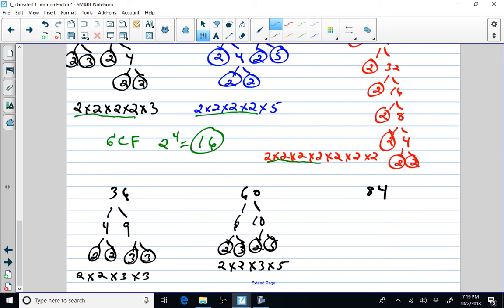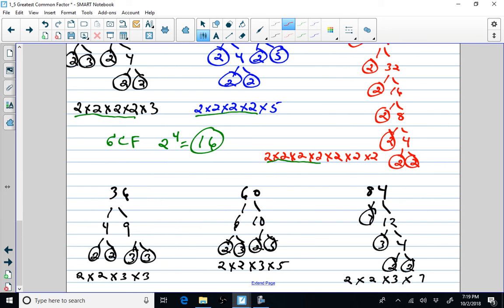Finally, we have 84. I know that 7 times 12 is 84. 7's prime. 12 is 3 times 4. 3 is prime. 4 is 2 times 2, right? They're both prime. When I write my prime factorization, we're going to have 2 times 2 times 3 times 7.